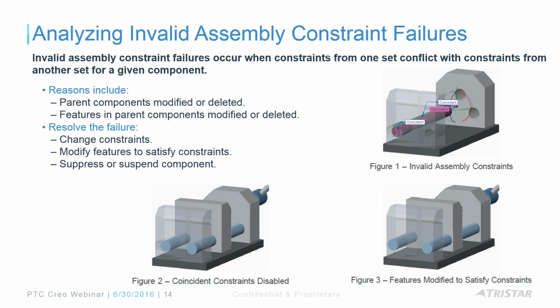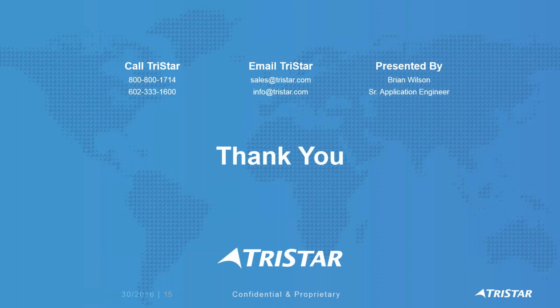Okay. So for parts, it's invalid geometry, or geometry that can't be created, open sections, and missing references. For assemblies, it's missing components, missing references, and invalid assembly constraints. Those are the most common types of resolve issues you will run into in Creo today.